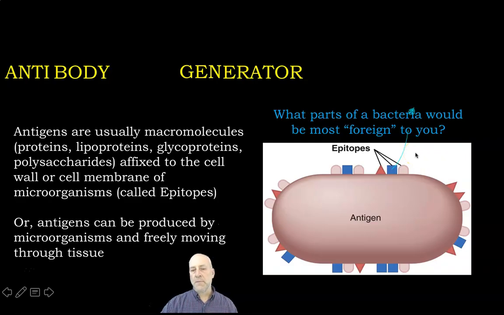What parts of bacteria are most likely to be antigenic, to generate an immune response? What part of a bacteria, you might ask, is most likely to be antigenic? It's going to be the parts of a bacteria that are most different from you. So if you say to me, I think that nuclear proteins are going to be the part of a bacteria that's going to be foreign to you.